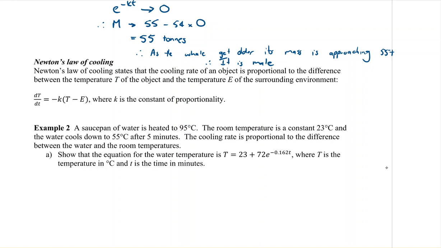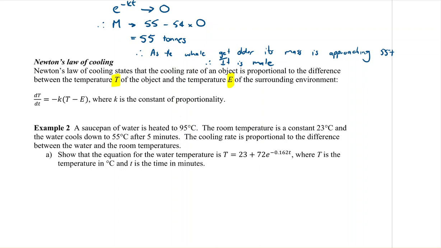Okay, here comes the Newton's law of cooling part. This one gets a special mention. It's the same basic formula, but it gets a special mention because it is probably one of the most common ways that this is practically used. Newton's law of cooling states that the cooling of an object is proportional to the difference between the temperature of the object, which we usually call capital T, and the temperature E of the surrounding environment. So that's our reference point.